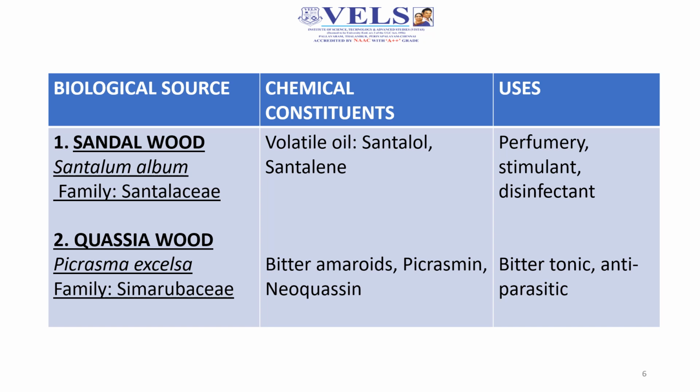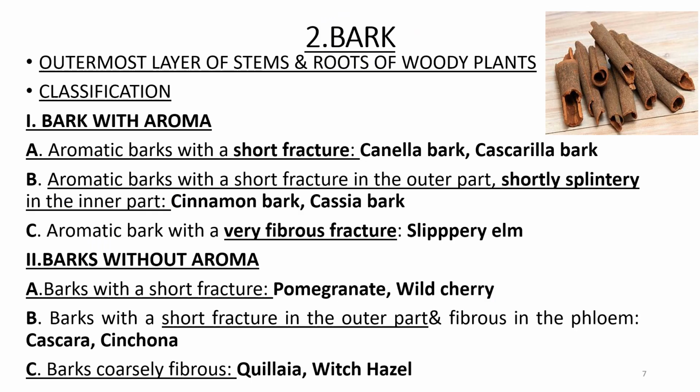Next is quassia wood, that is Picrasma excelsa, belonging to the family Simaroubaceae. Mainly it contains bitter amaroids, picrasmin, neoquassin, etc. The uses are bitter tonic and anti-parasitic. Coming to the bark portion, this is the outermost layer of the stem and root of woody plants. It is classified into bark with aroma and bark without aroma. Bark with aroma includes aromatic bark with a short fracture.